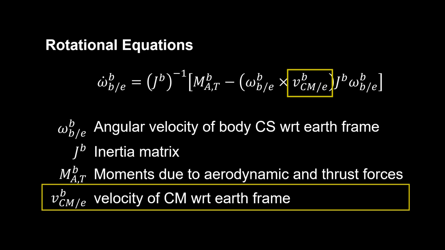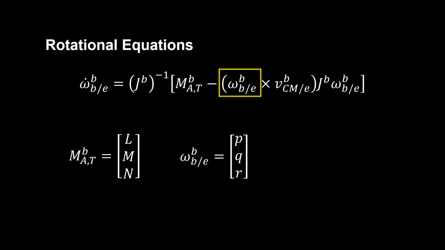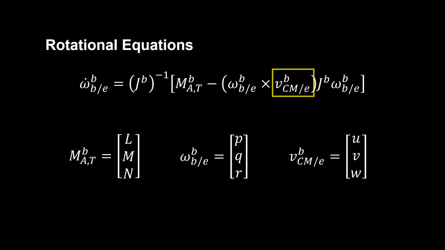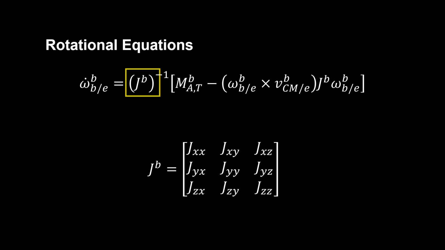The moment vector is resolved about the roll, pitch, and yaw axis of the body. It says L, M, and N. Angular velocity is P, Q, and R as before, and translational velocity is U, V, and W as before. The last item to discuss is the inertia matrix J. Along its diagonal are moments of inertia expressing resistance to changing the speed of rotation due to aircraft mass distribution. The moments of inertia act about the X, Y, and Z body axes. The larger the value, the greater the resistance.